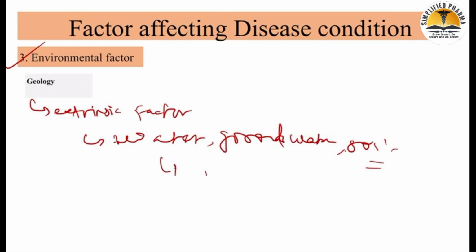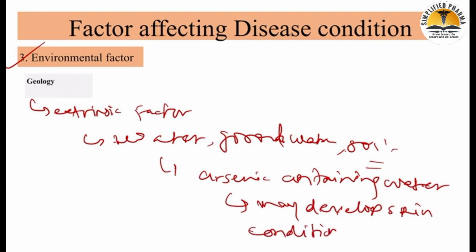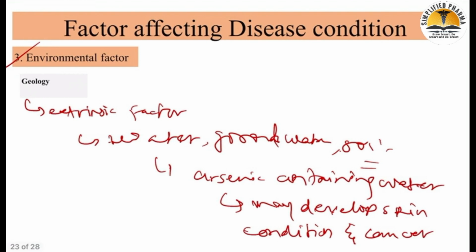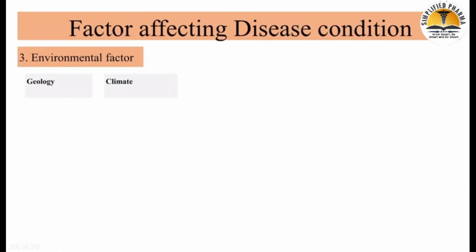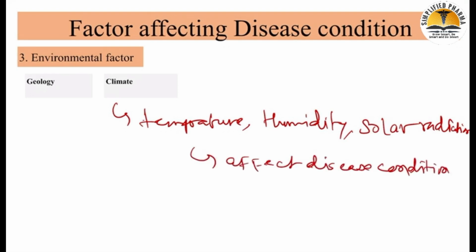So long-term exposure to arsenic, by drinking arsenic-containing water, may develop skin conditions and cancer, right? These are geological factors. So we're going to talk regarding climate change. Climate change may affect temperature, humidity, and solar radiation. These may affect disease conditions, right?